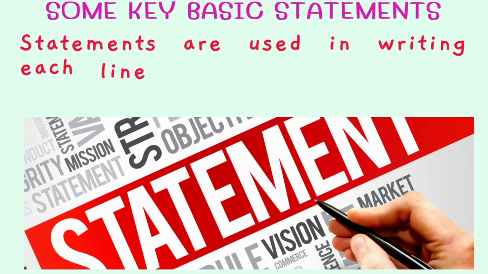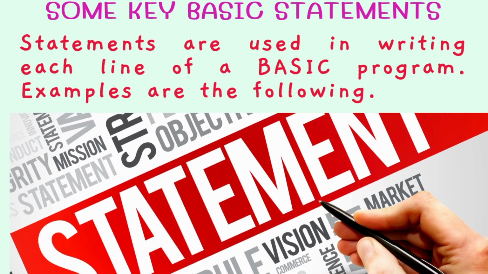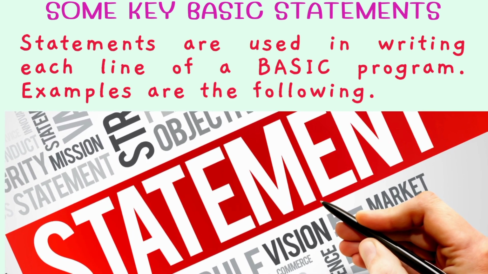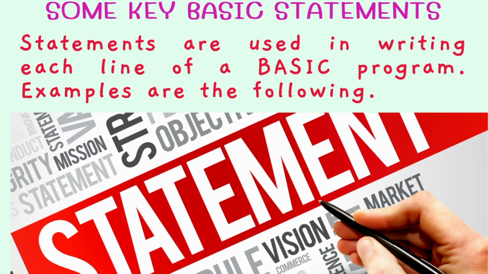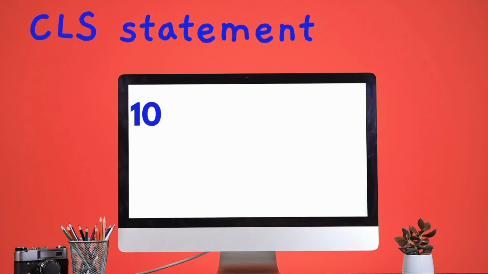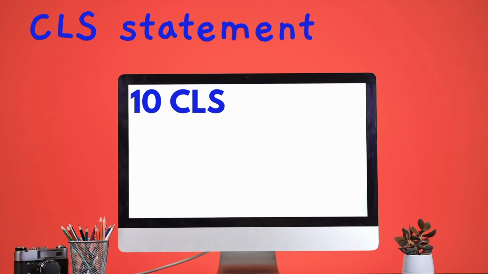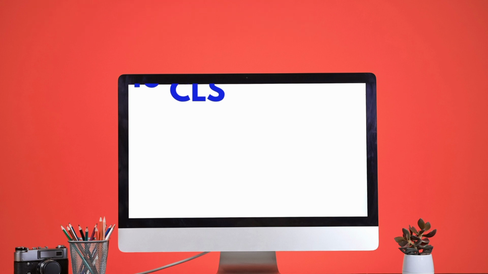Now let's look at the different kinds of basic statements. Basic statements are what you use for writing your basic program line by line. The first statement we are looking at is the CLS statement. This is used to clear the screen, which is the reason we usually write this at the beginning of the program, because if you write any line before it, it means that line will not be executed.